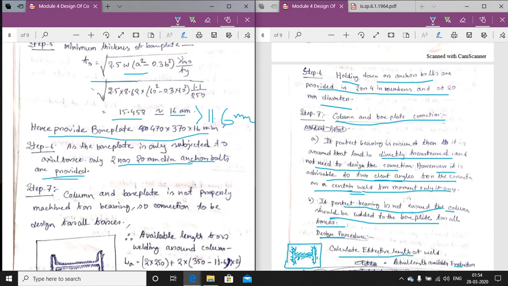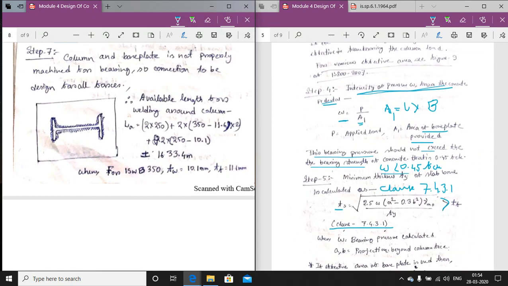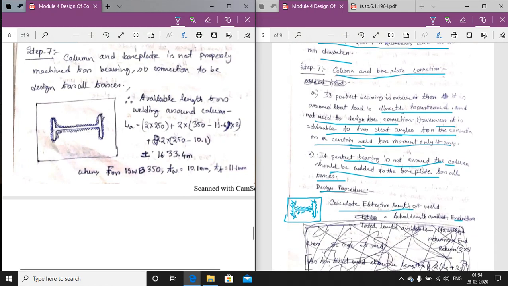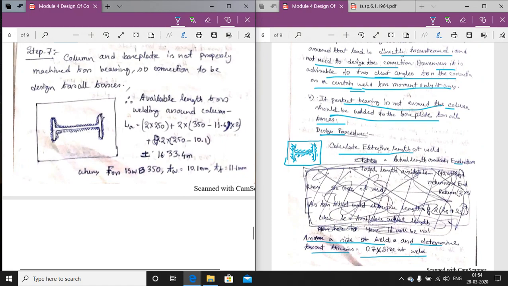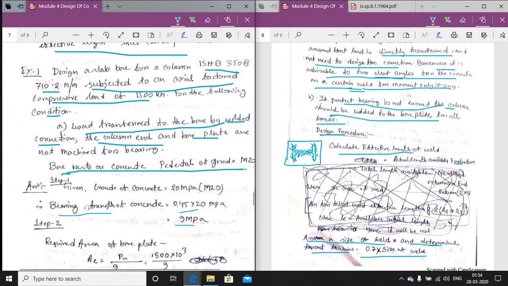Now coming to step number 7, that is the design of the welded section. Here the column and base plate are not properly connected, that has been specified in the problem. So for that we have to provide a design procedure. Here it has been said that there is no proper connection between the column and the base plate. Proper bearing is not there.